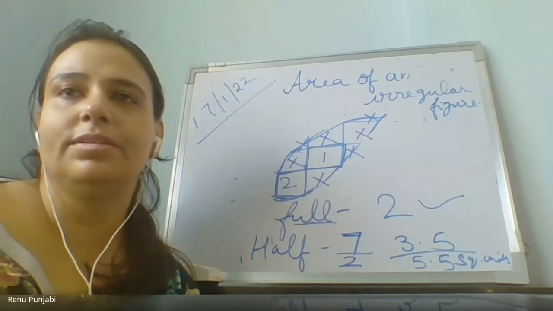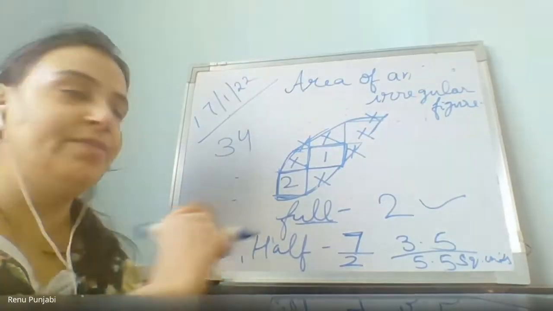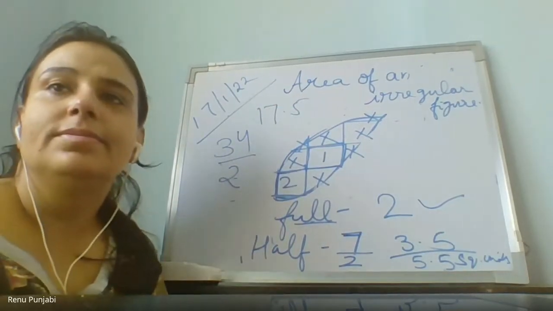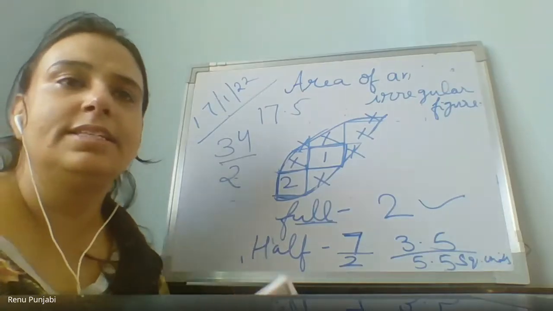If it is an odd number like 35, first we check the half of 30, which will be 15, and the half of 5, which will be 2.5. Then we will add 15 and 2.5. And if you find half of 34, half of 34 divided by 2 is 17, and half of 1 is 0.5, so 17.5.